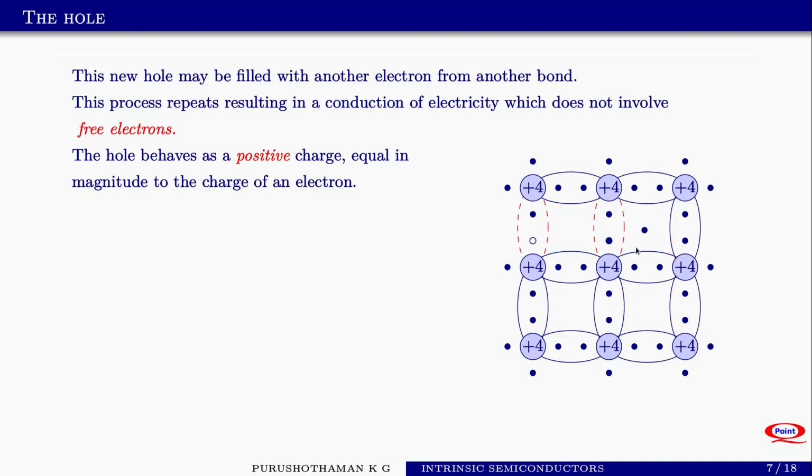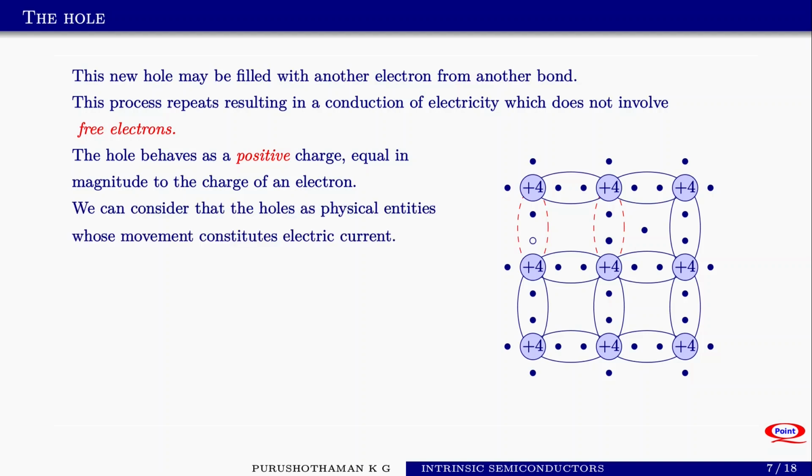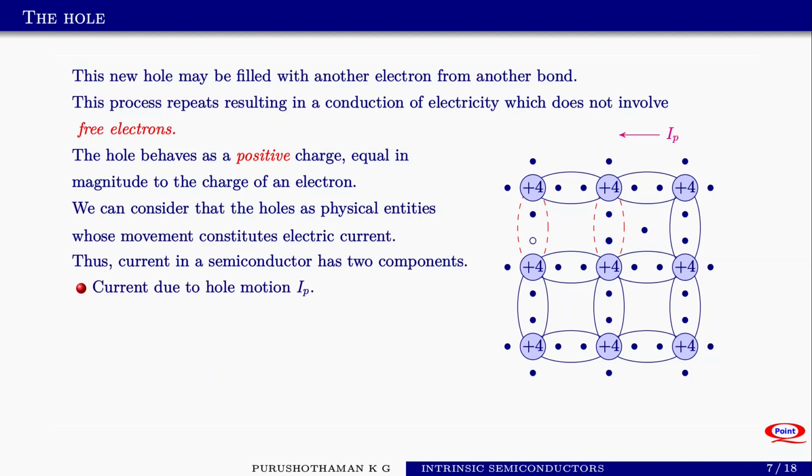The hole behaves as a positive charge equal in magnitude to the charge of an electron. We can consider in all respects that the holes are physical entities whose movement constitutes electric current. Thus, current in a semiconductor has two components. One is the current due to hole motion. We designate this as IP.